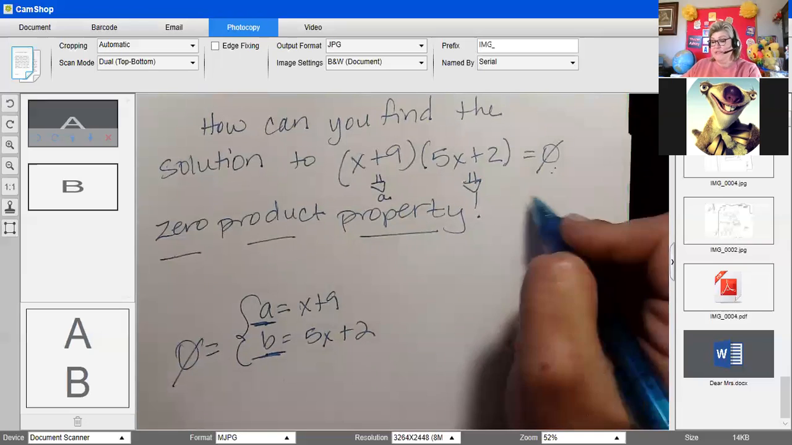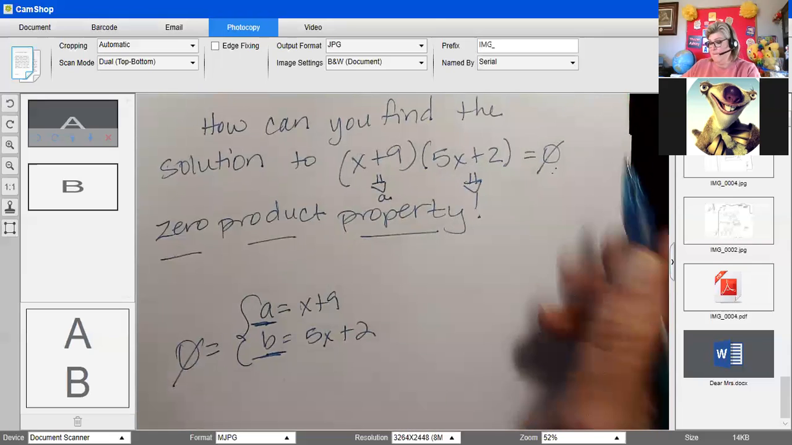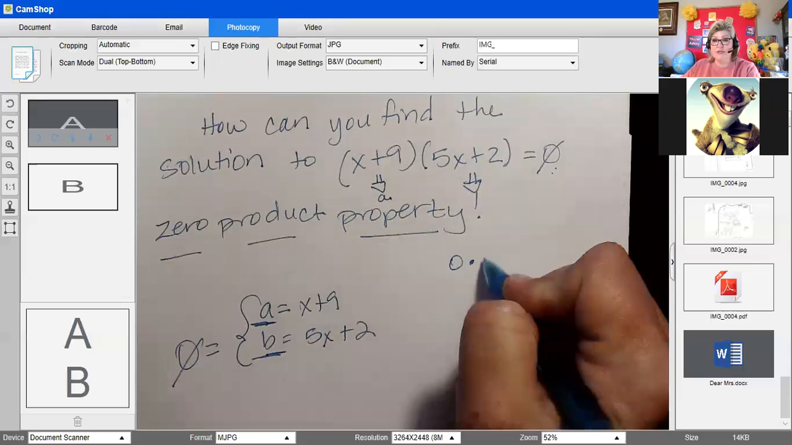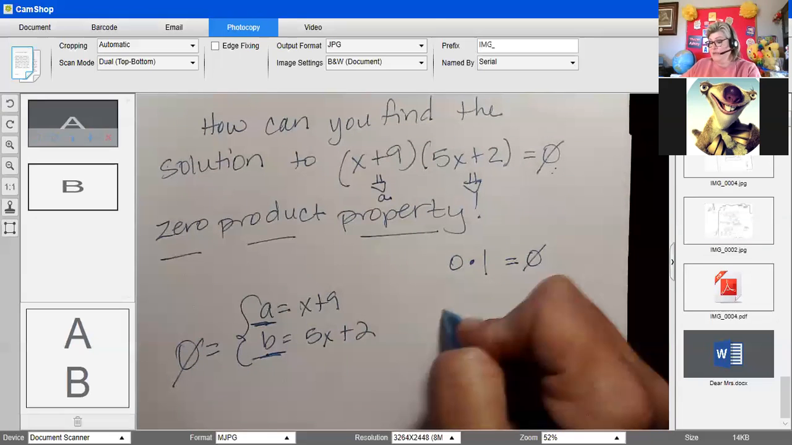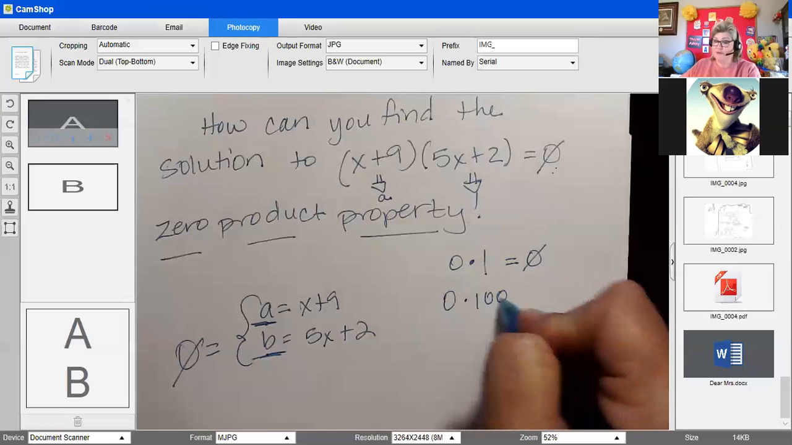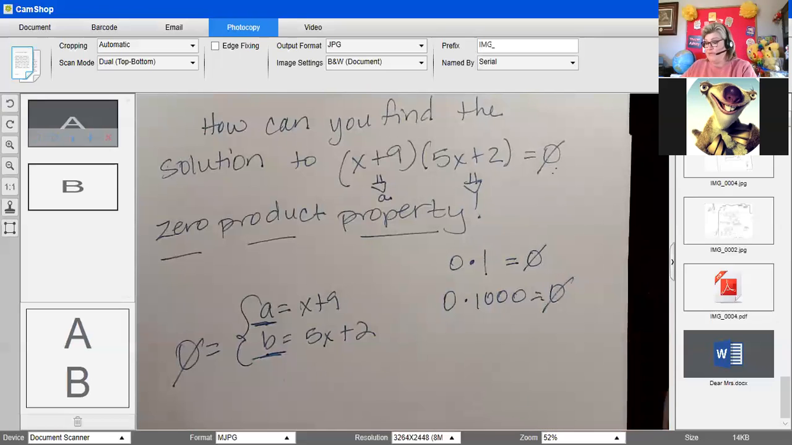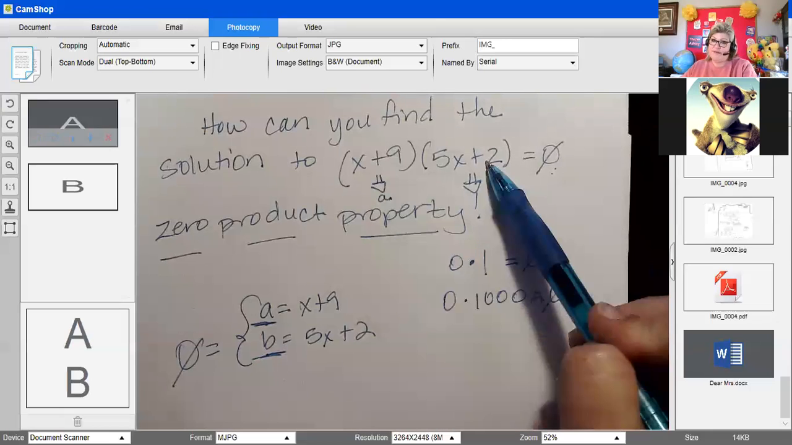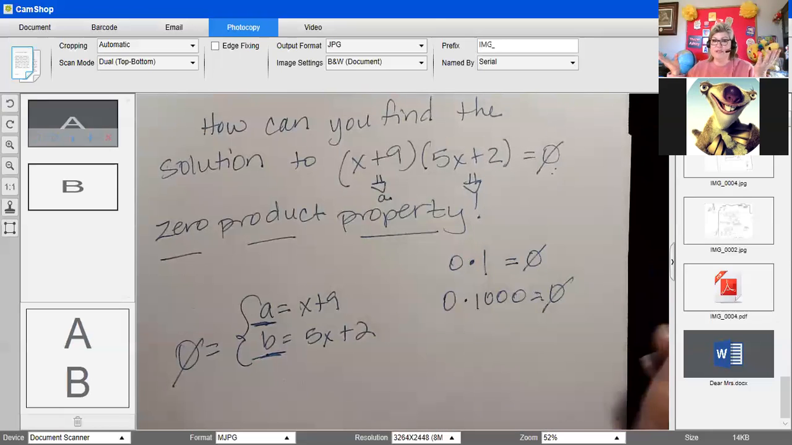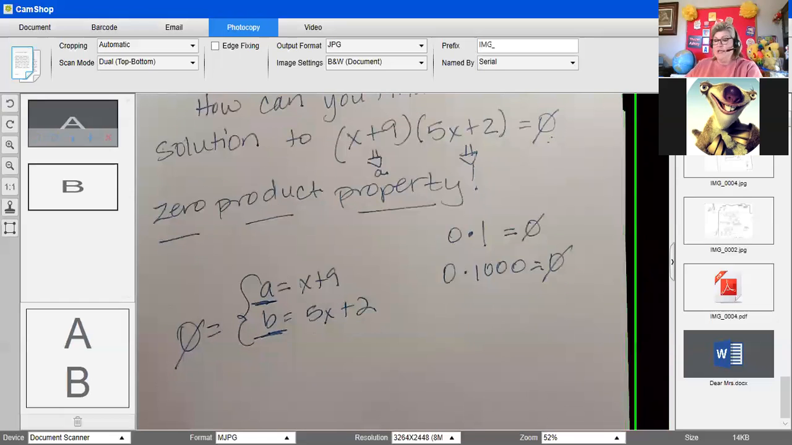Because 0 times any number is what? 0. 0 times 1 is 0. And 0 times 1,000 is still 0, right? And so for this to be 0, one of these two things has to be 0, but we don't know which one it is. So the way that we solve these types of problems is we break them apart.